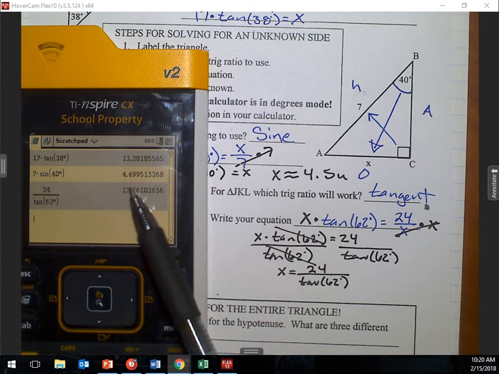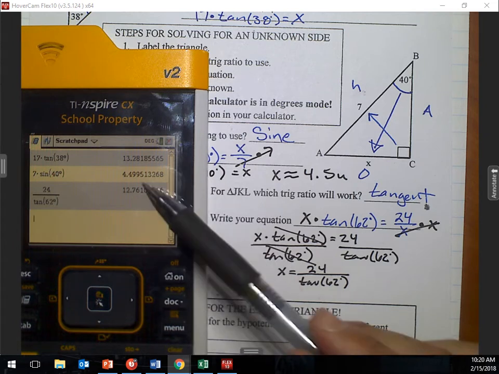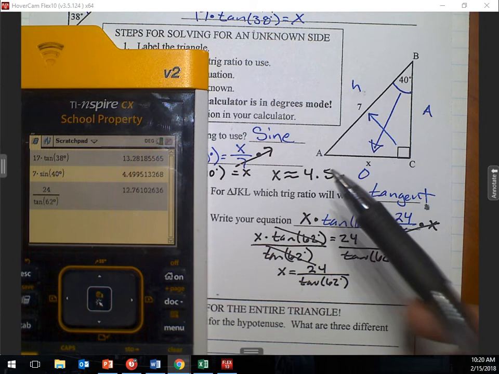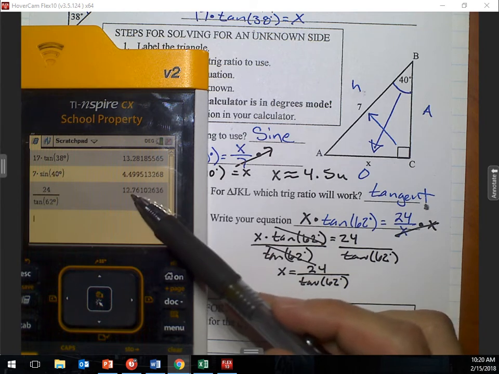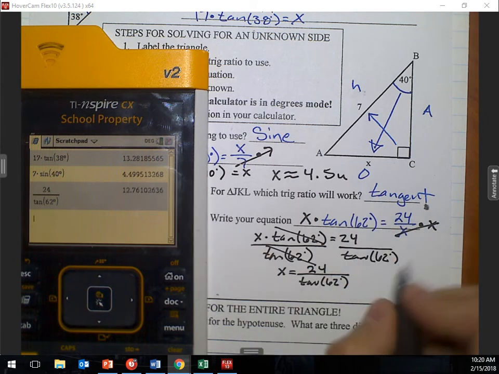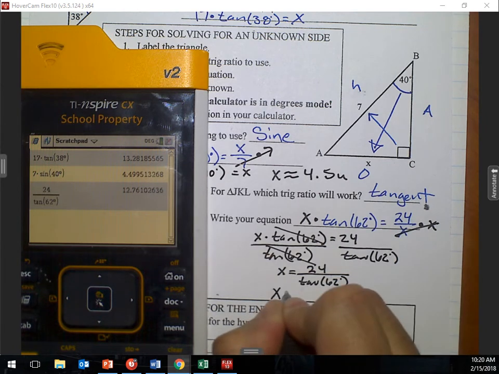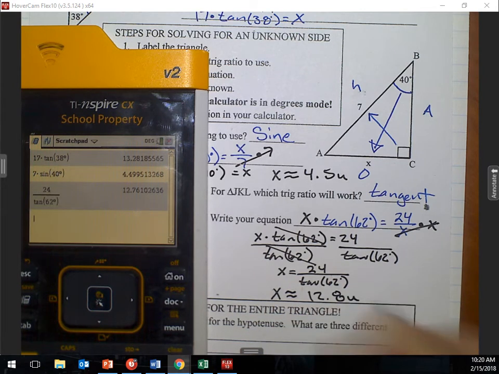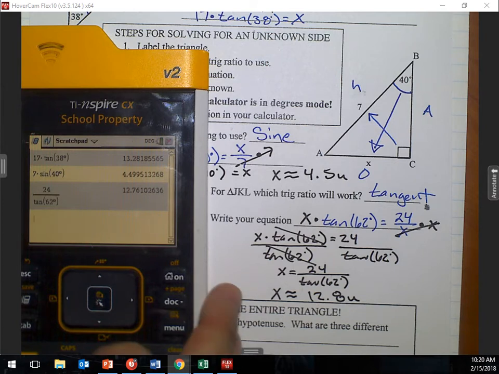So I get 12.76. Now, what is that going to round to? 12.8. It's going to be 12.8 because the 6 is going to make that 7 go up. So x is going to be about 12.8 units. Does that make sense? Hopefully. A little bit. Alright, so let's take a look.